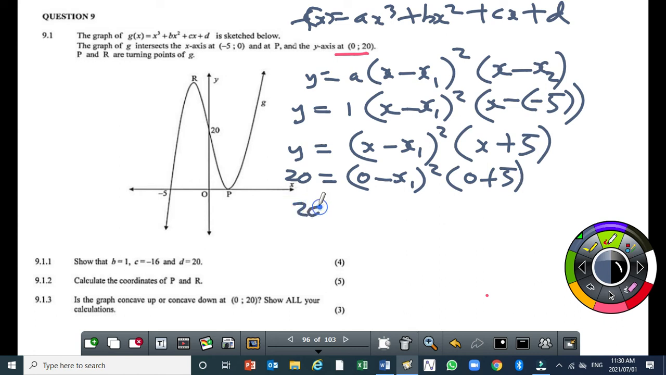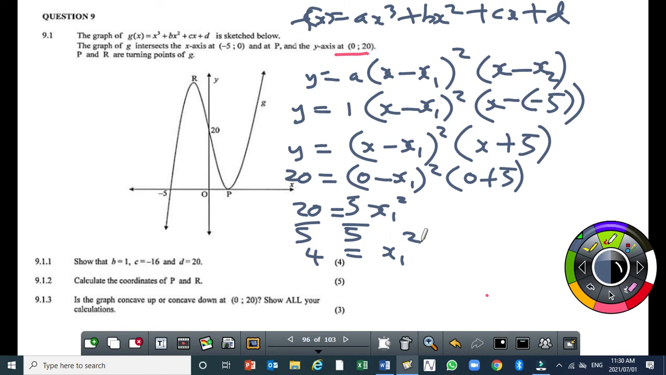Then we will get 20 equal to x1 all squared, do you agree with me? So I can write this as x1 squared. This is the same as 5, so I can write this as 5 x1 squared. Do you agree with me then? Right. Then we have to divide both sides by 5. So if you divide both sides by 5, you get 4 equal to x1 squared.